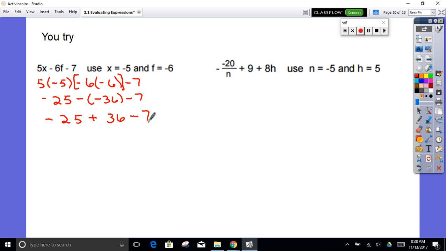And plus 36 and plus negative 7. Oh, you changed that one too. Okay, plus negative 7. Okay? Good. And then I got 11 plus negative 7, which is 4. Okay, any questions about that one?